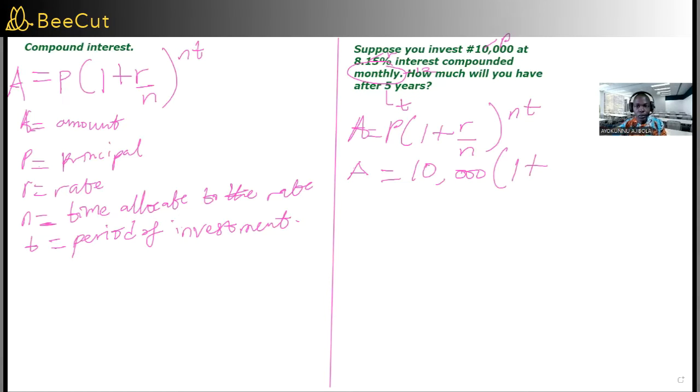Yes, that is 0.0815. So that's what I have there. 0.085 would be my rate now. 0.0815 all over 12 versus 12 months now.